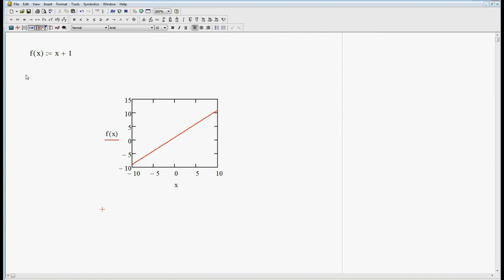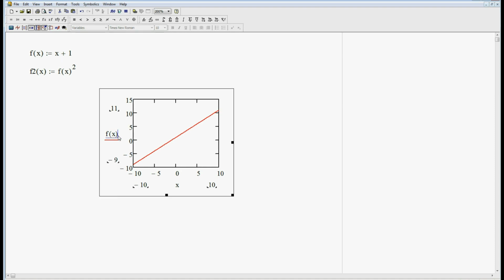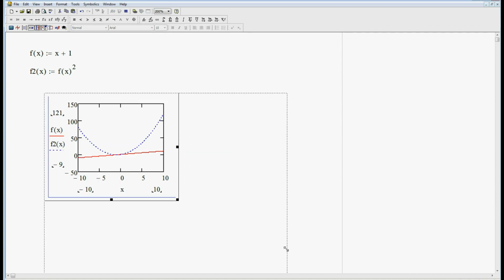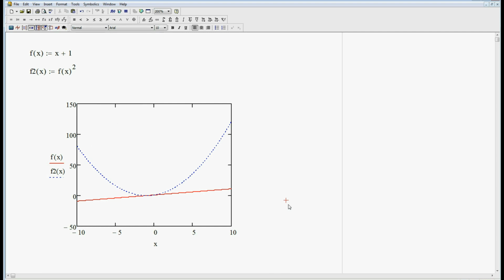And let's go ahead now and make f2 of x be f of x squared. That's what that's going to look like. Oops, not fs. How about f2? There we go. So we've got both of those there now. I'm going to blow this up a little bit. There, now we can see both of them. Both of our curves here. That's f1, the red line, and f2 is the dotted blue parabola.